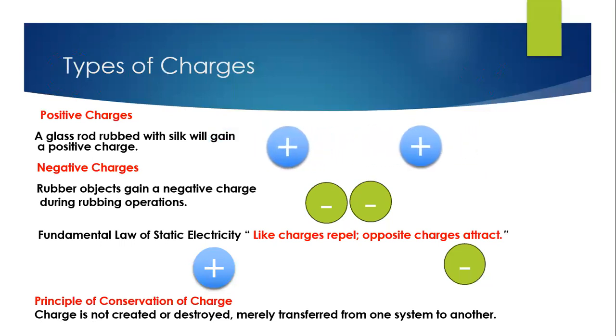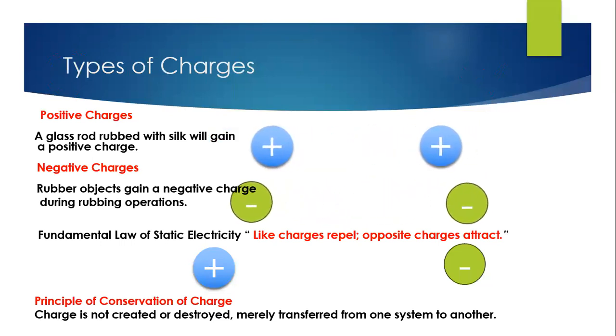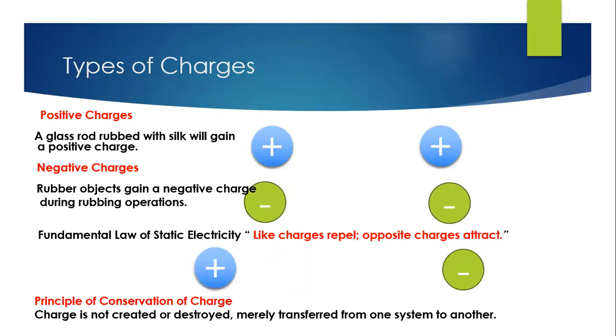On the other hand, if we talk about negative charges, the electron has negative charge. But if we rub rubber objects, we can gain this negative charge as well. There exists a fundamental law of electrostatics. It explains that like charges repel each other and opposite charges attract each other.